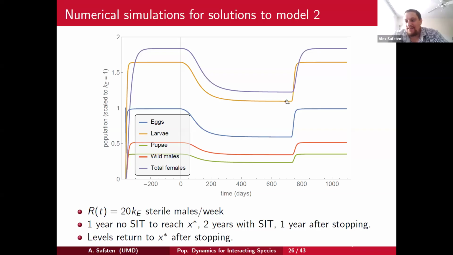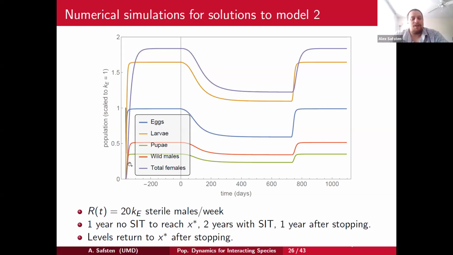Finally, I stopped doing SIT after 2 years, just to see what impact I've had. And it turns out I've had no lasting impact because the population just goes right back to its stable X star equilibrium. So that's not good. It means that I have to do this very expensive SIT program forever, or I'm not going to have any lasting impact on the mosquito population. Moreover, I have to do quite a lot of SIT.